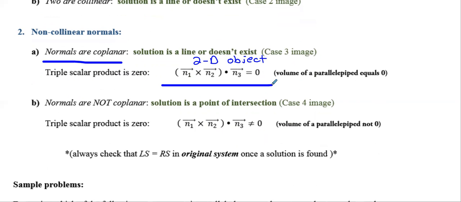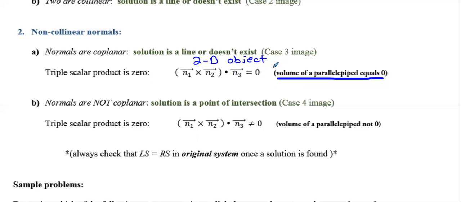Now, the triple scalar product is used to find the volume of a parallelepiped, which is basically a fancy way of saying a box in three-dimensional space that can have slanted edges. If the volume is 0 and your triple scalar product is 0, then the solution is a line or it doesn't exist. And that's case 3 that we looked at because the normals are non-collinear. If the normals are not coplanar, the solution is a point of intersection. So that means the volume of the parallelepiped is not equal to 0.